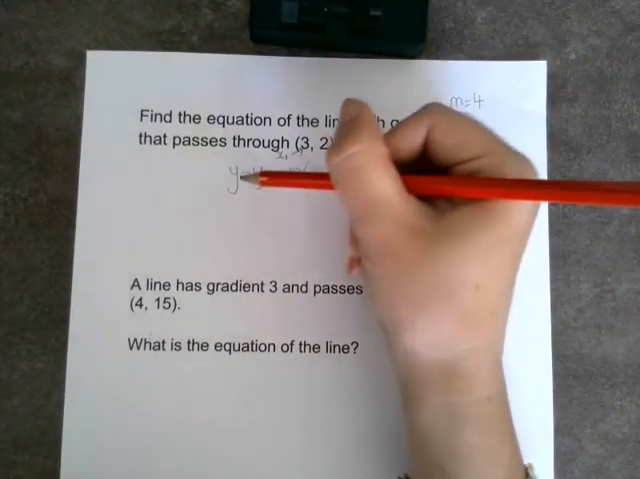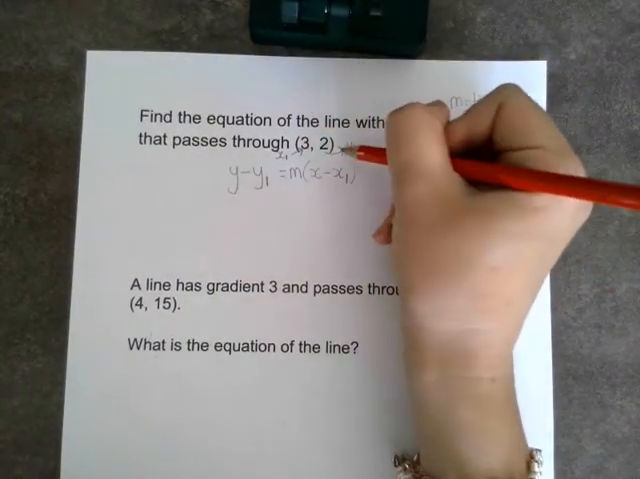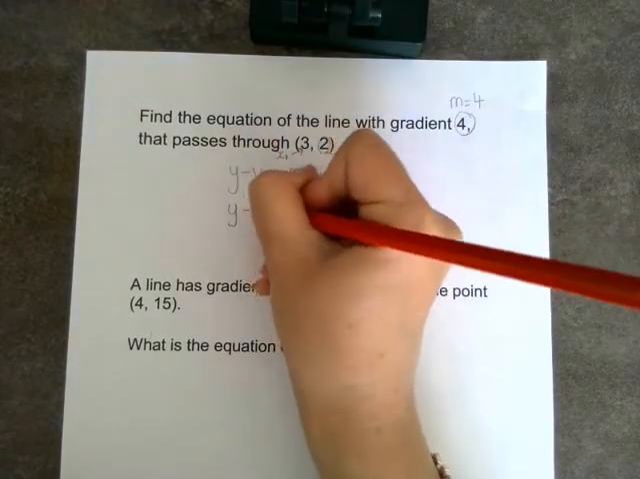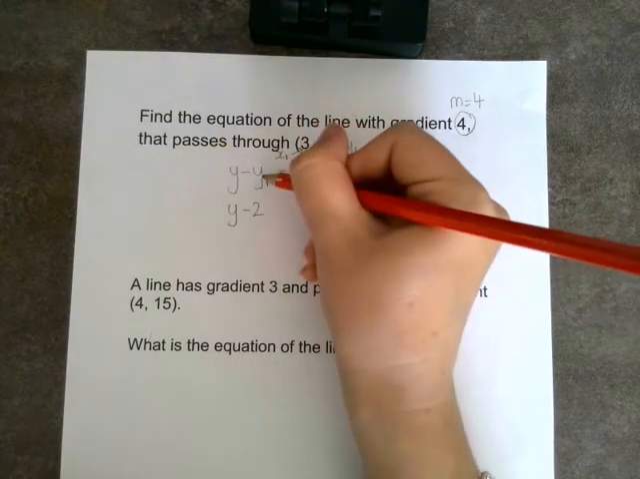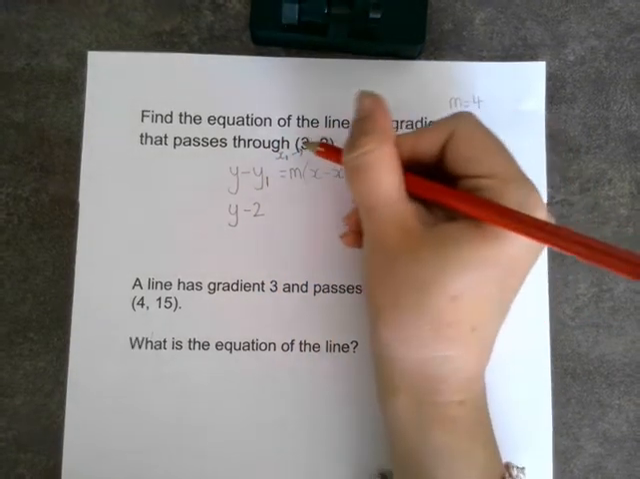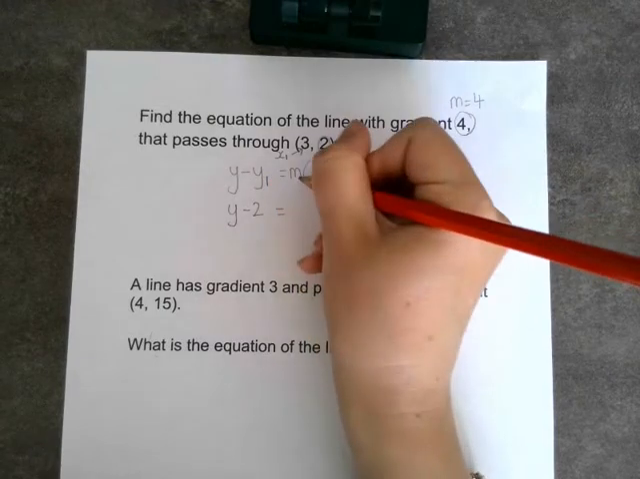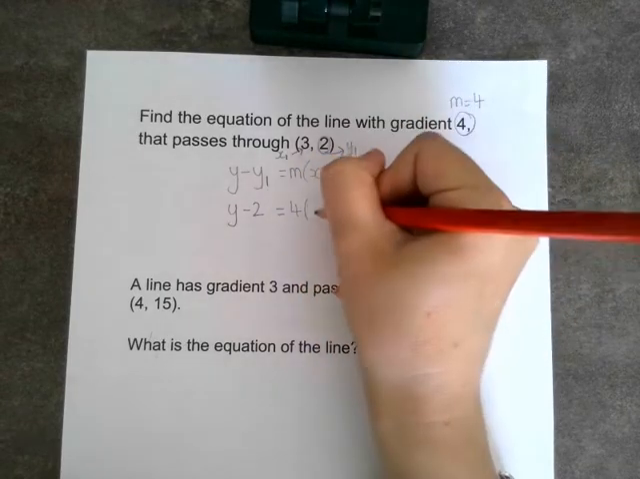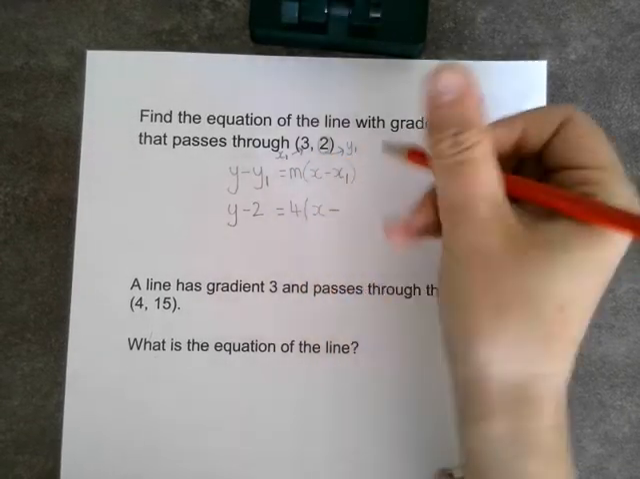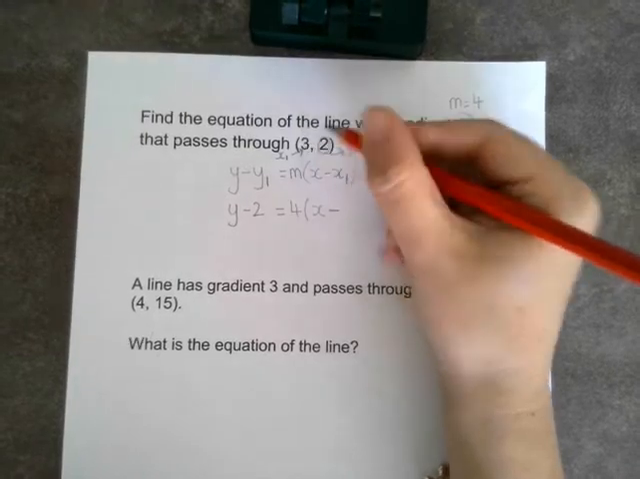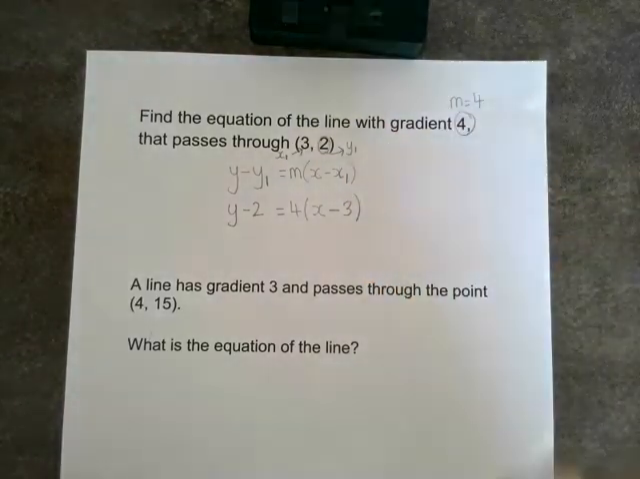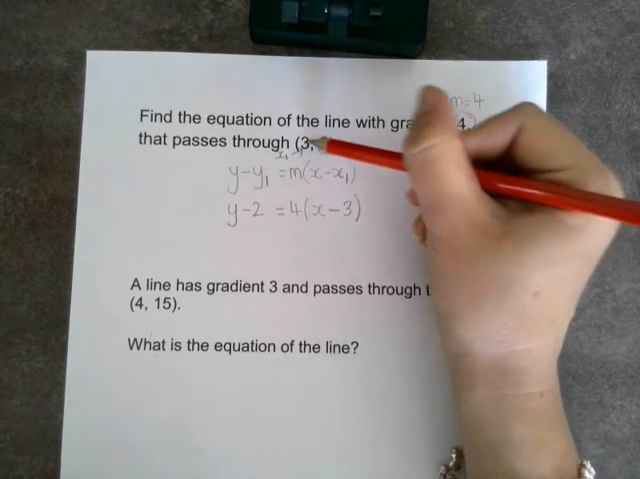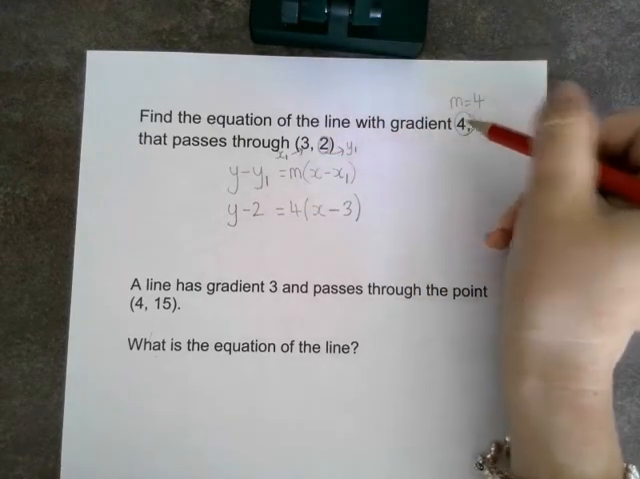So it's going to be y take away y1. Remember, y1 is the second part of the coordinates, the 2. So it's going to be y minus 2. Like I said, that y stays the same. It's only the y1 and the x1 that we're going to replace with these numbers. So that equals m, where we just said m is 4, because that's the gradient. And then it's going to be x minus x1, and x1 is the 3. So you can see I've kept the y the same, x the same, but I've replaced the x1 and y1 with the coordinate, and the m with the gradient.